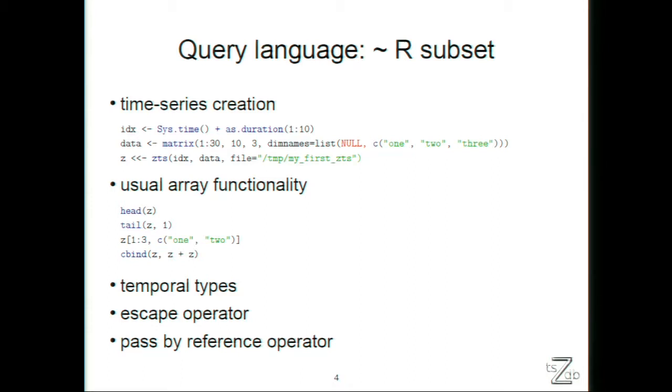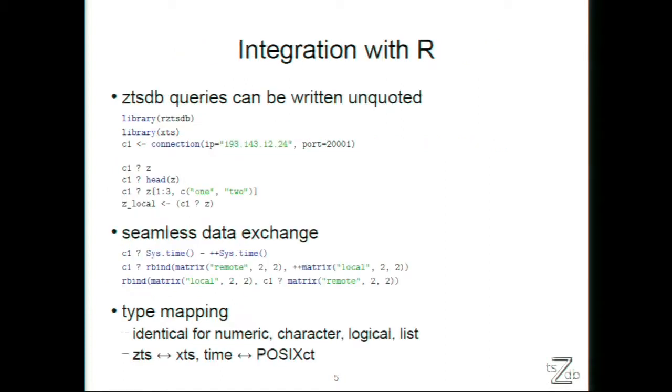All these can be made persistent to disk. These time series have basically the usual array functionality. It can do about what you can do with usual arrays in R. Additionally, ZTSDB has a richer set of temporal types than R, an escape operator, and a pass-by-reference operator that's necessary to avoid copies of really large time series.